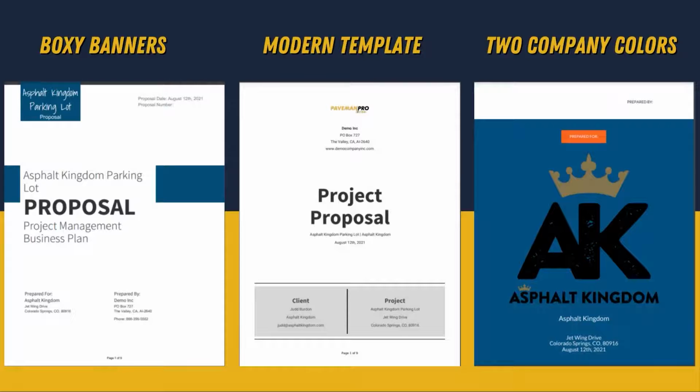We have 3 different proposal templates you can choose from inside Paveman Pro. We have boxy banners, modern template, and 2 company colors.